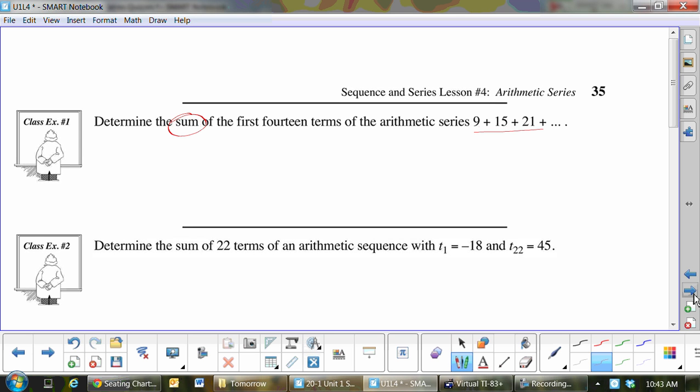No, we don't have to find the difference for this one. If we have enough to do it, we might not even have to do that. Okay? So what do we know? D is 6. We do know that one, right? What else? A is 9. Anything else? What's that? 14. N equals 14.